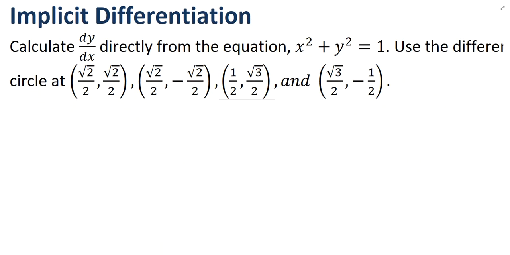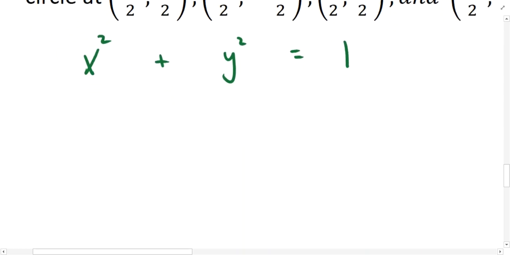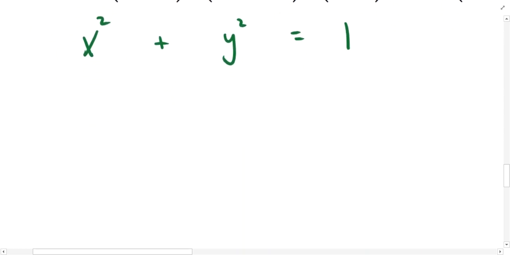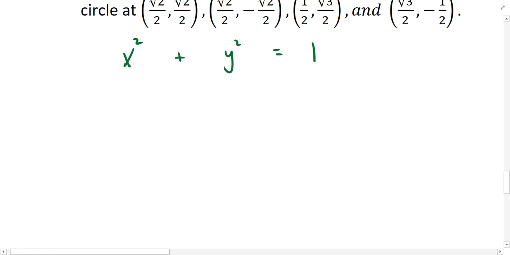So here we go. Here's the brand new stuff for our calculus class. Let's say we've got x squared plus y squared equals 1. And I'm being deliberate here with my spacing. I want to give myself some extra room. We can actually find the derivative of this function without isolating y. We don't need an explicit form of the equation in order to find this derivative.